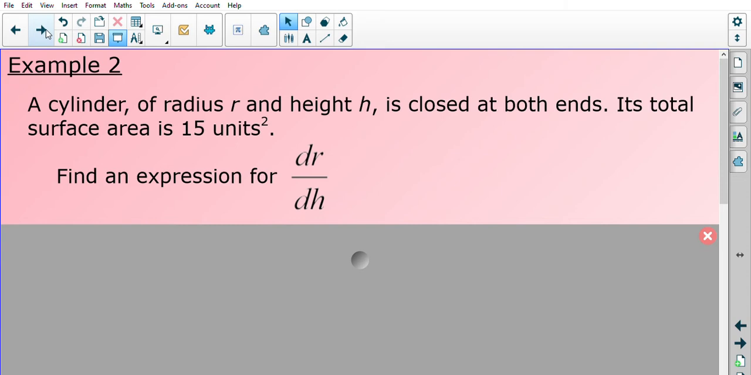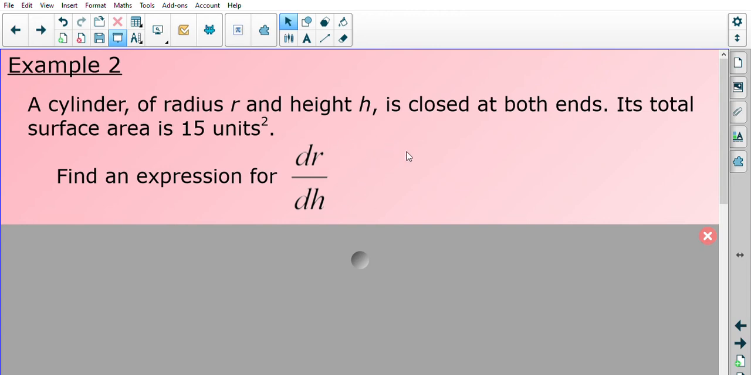So, example 2: a cylinder of radius r and height h is closed at both ends. Its total surface area is 15 units squared. We want to find an expression for dr by dh. That means we want to work out the change in radius with respect to the change in height. We're differentiating with respect to height.